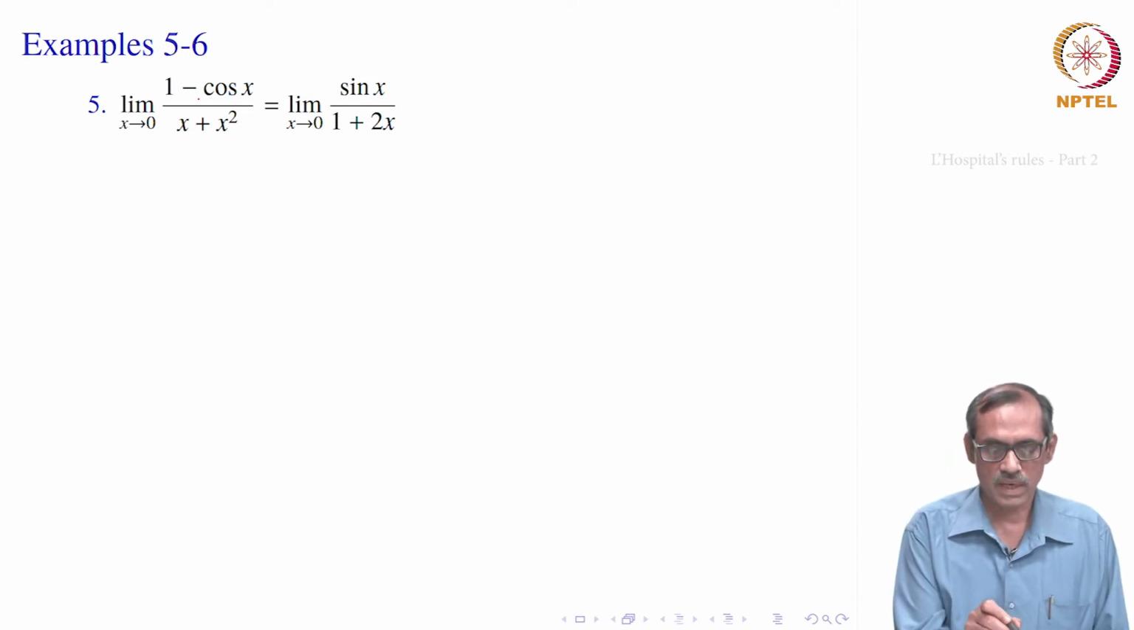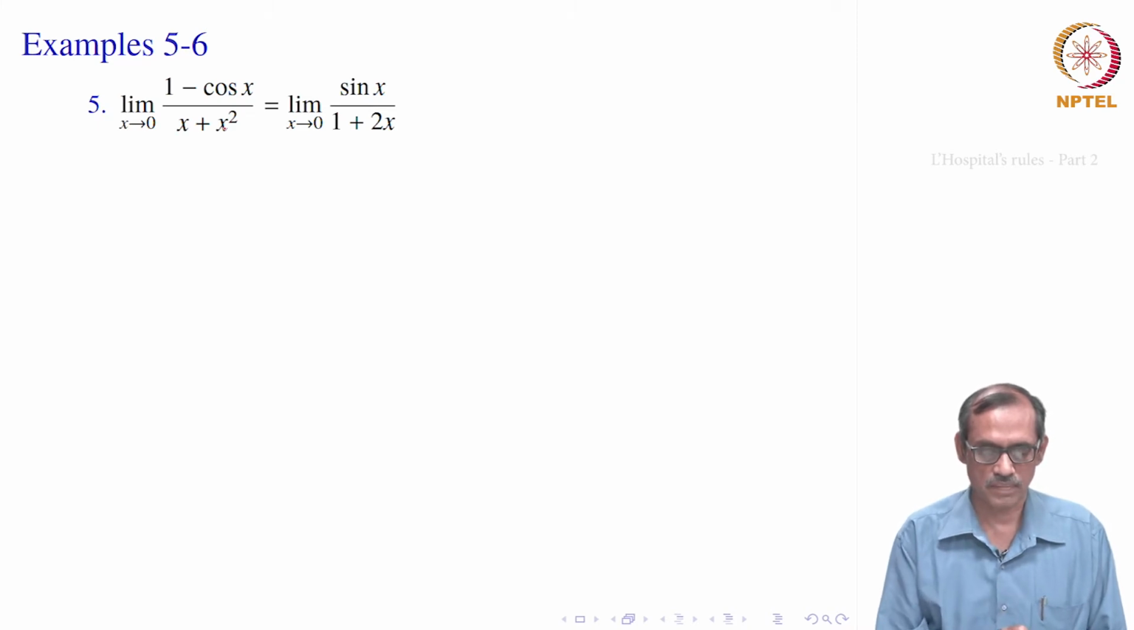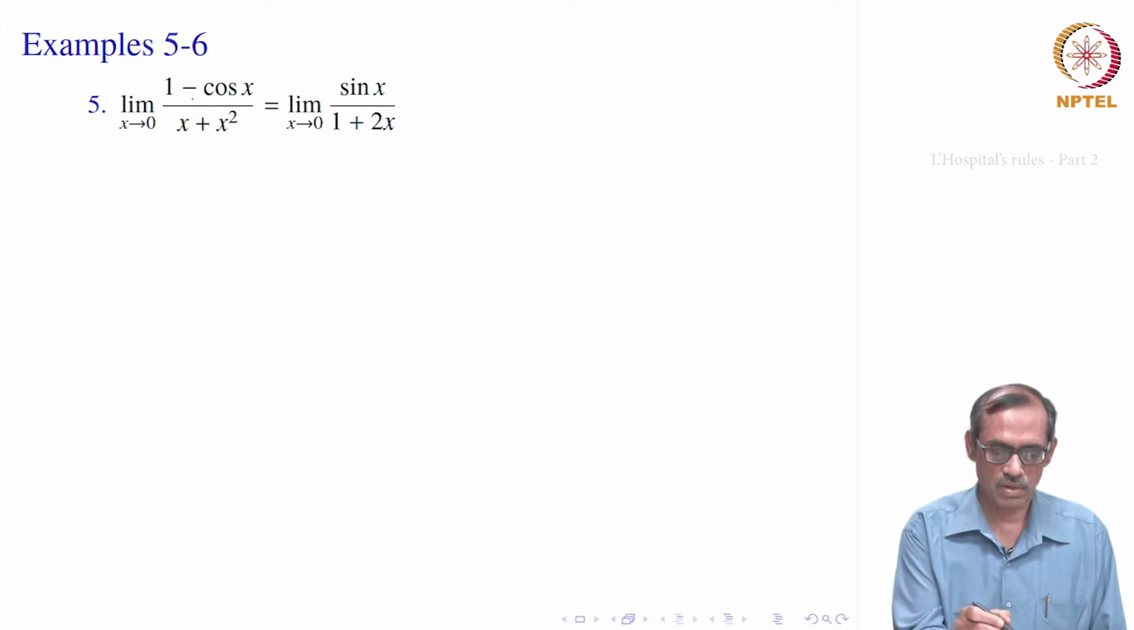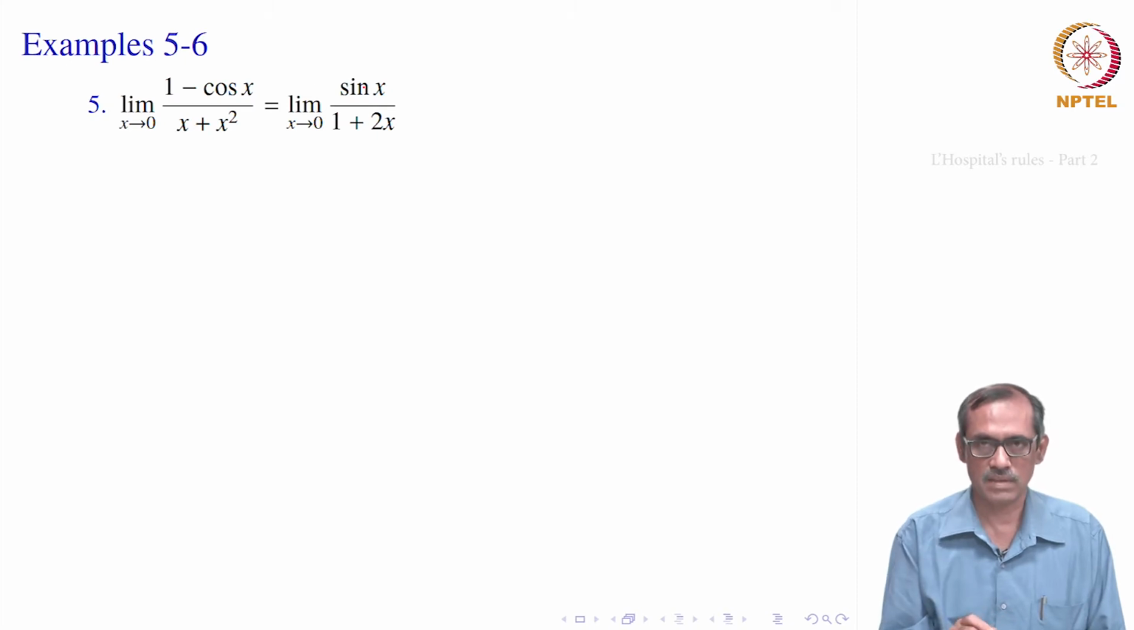Here we have the numerator 1 minus cos x, and the denominator is x plus x square, as x goes to 0. As x goes to 0, the numerator is 1 minus 1, that is 0, and the denominator is 0. So, we can apply L'Hopital's rule. That gives, differentiating, 0 minus cosine x gives sin x, and x plus x square gives 1 plus 2x.